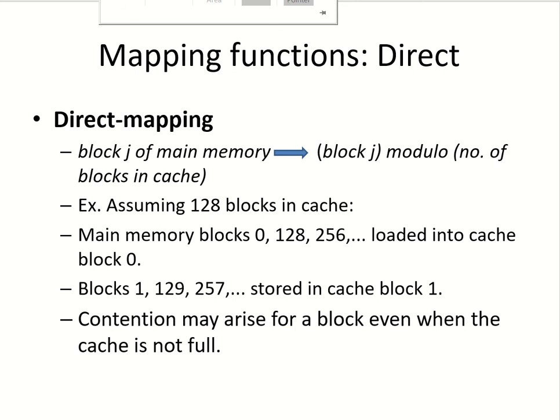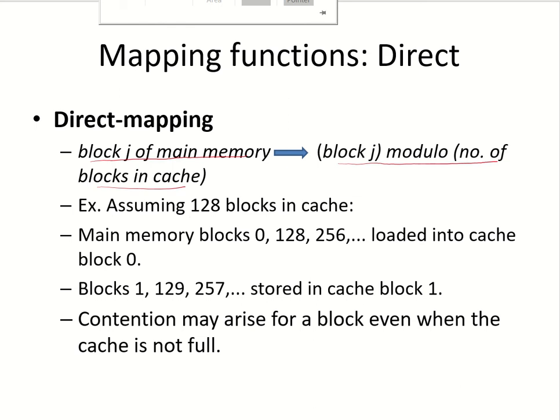Whenever a block from the main memory has to be brought into the cache, there should be some mapping function which will help decide where that main memory block has to be placed in the cache. One of the mapping functions is the direct mapping. Here, the block J of the main memory will be mapped to block J modulo number of blocks in cache. So it will be mapped to this block of the cache.